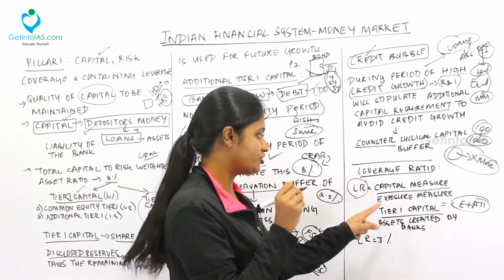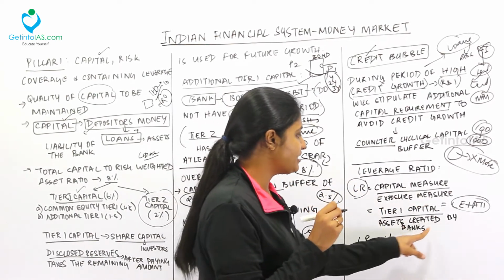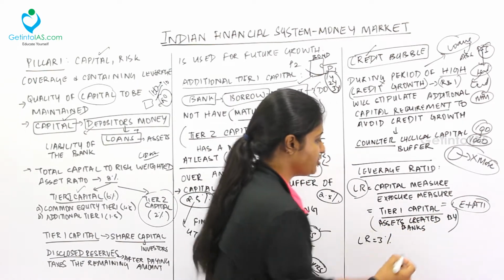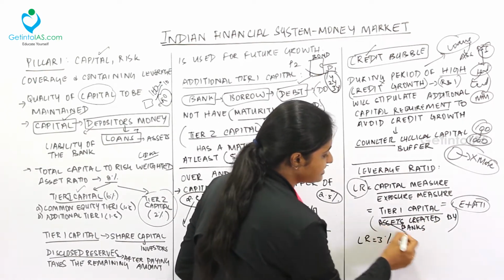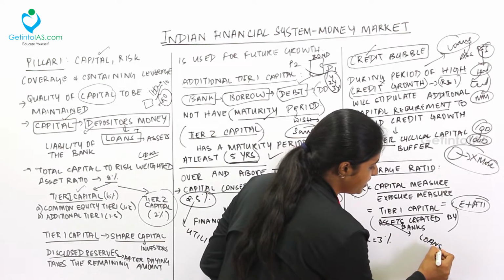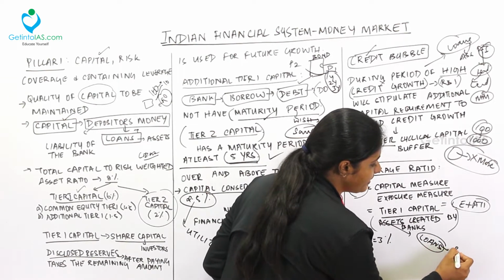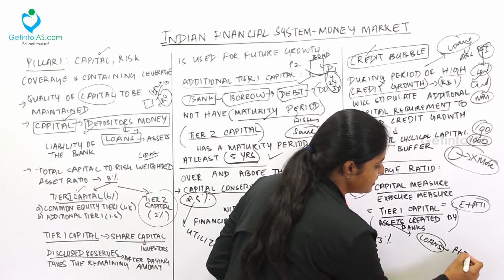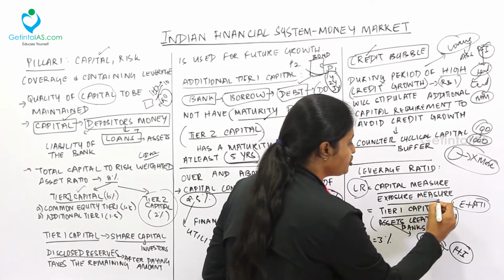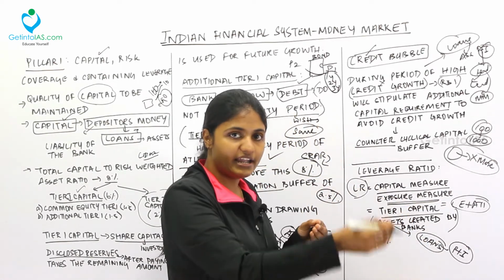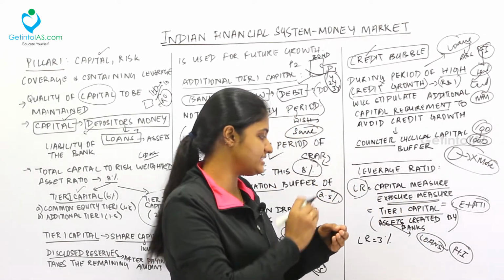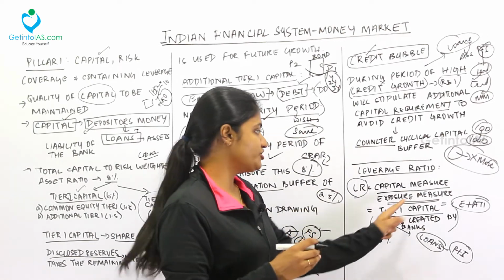What is called the exposure measure? See, assets created by the bank are called the exposure measure. Assets are the loans the bank has lent to a lot of people, whose principal and interest are to be repaid. That is called the exposure measure. How much the bank has lent, how much asset the bank has created. That is called the exposure measure.